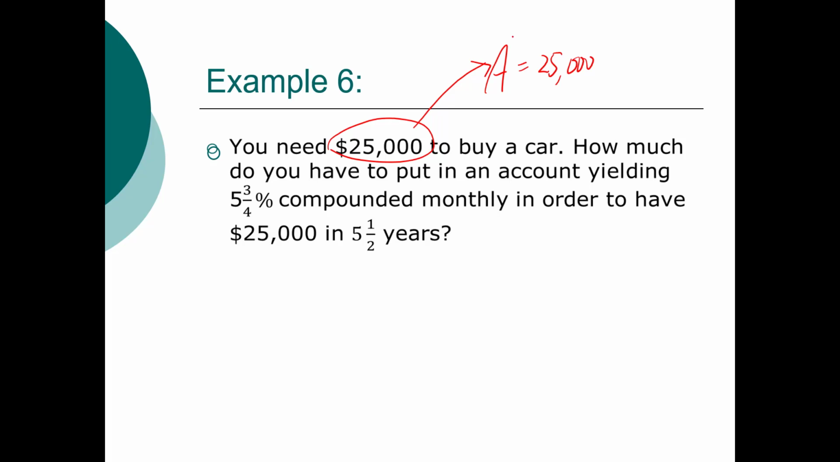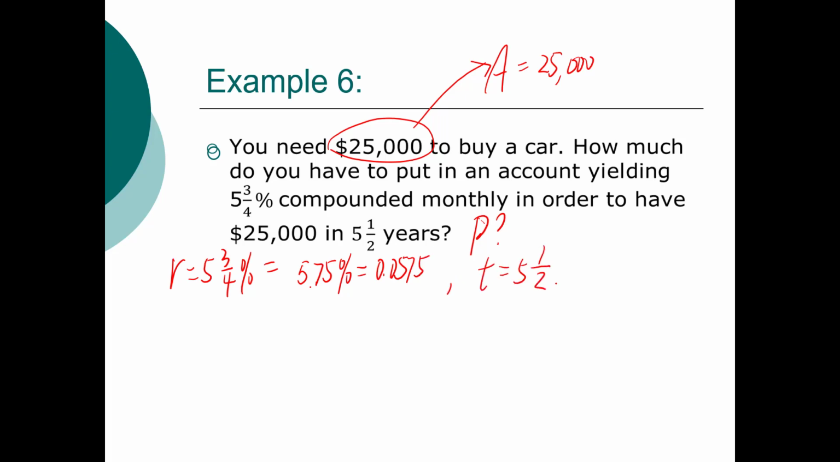So now as you can see, we have the ending balance. P is what we're looking for, and then the rate is 3/4%. 3/4 is 0.75%, which is 0.0075 as a decimal. Time t here is 5.5 years, and then the interest rate. So we're pretty much ready to solve for P, right?